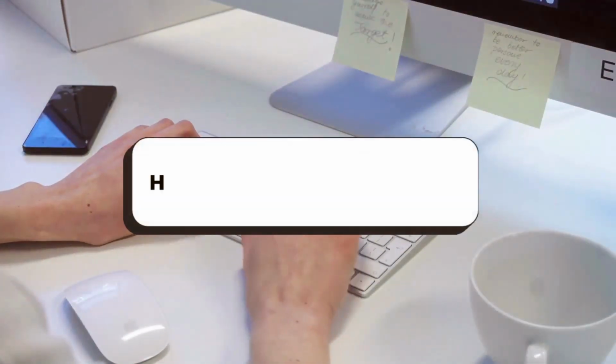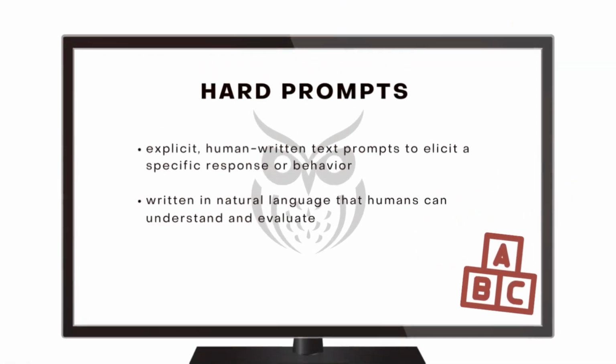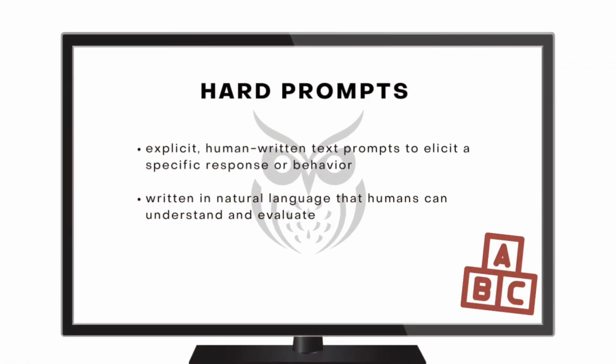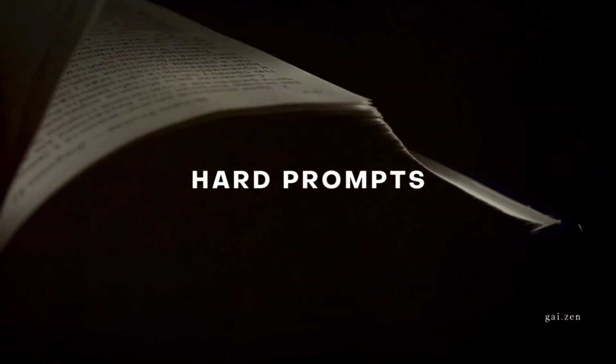Let's first start by taking a look at the difference between hard and soft prompts. Hard prompts are explicit human-written text prompts given to an AI model to elicit a specific response or behavior. These are written in natural language that humans can understand and evaluate. We will be focusing on the linguistic elements and components that make up these hard prompts today.